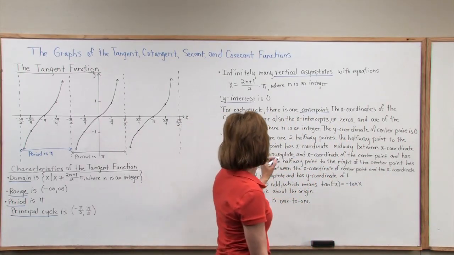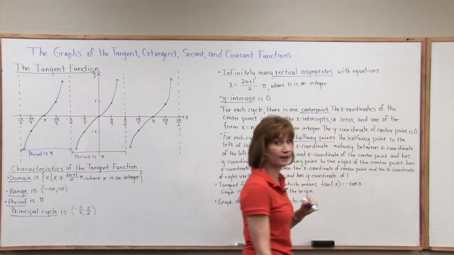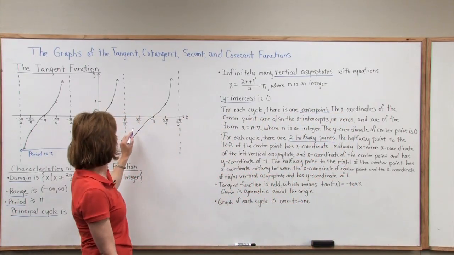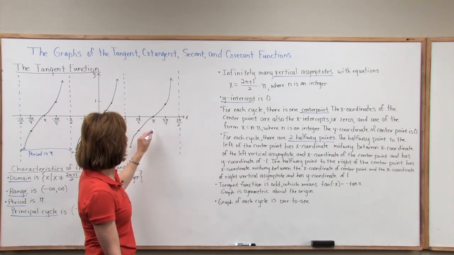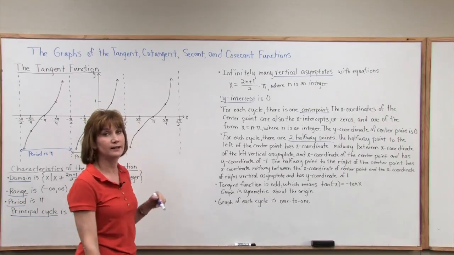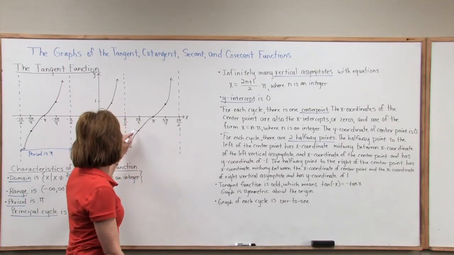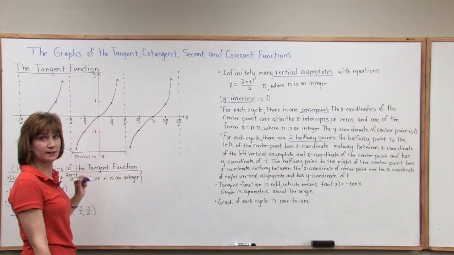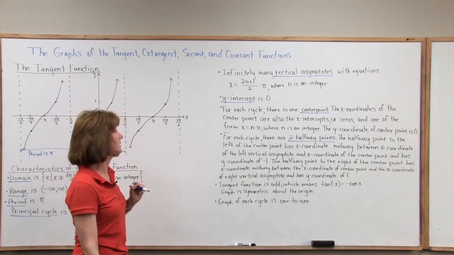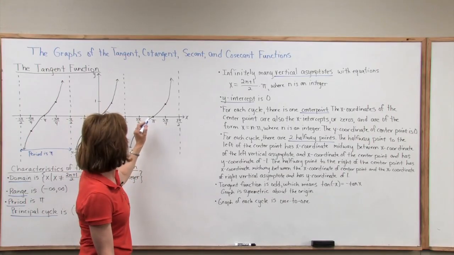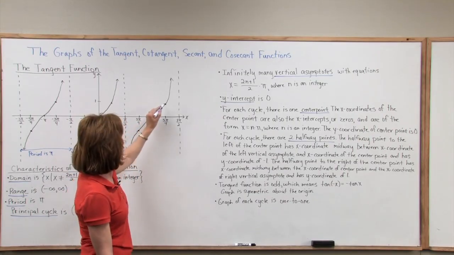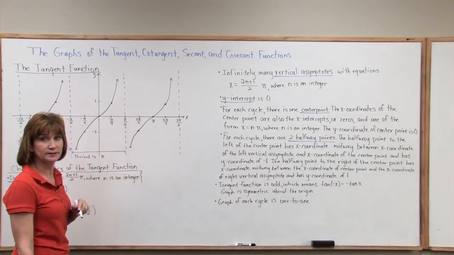Next, we have halfway points. For each cycle, there are 2 halfway points. The halfway point to the left of the center point is located midway between the x-coordinate of the left vertical asymptote and the x-coordinate of the center point, and the y-coordinate of that halfway point to the left is negative 1. The halfway point to the right of the center point is located midway between the x-coordinate of the center point and the x-coordinate of the right vertical asymptote, and the y-coordinate of those halfway points is 1.